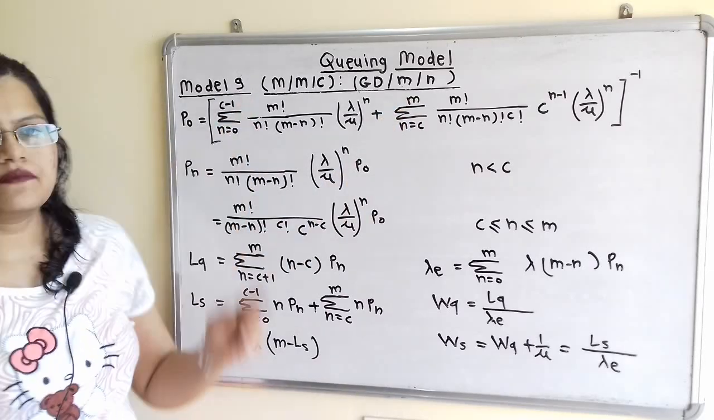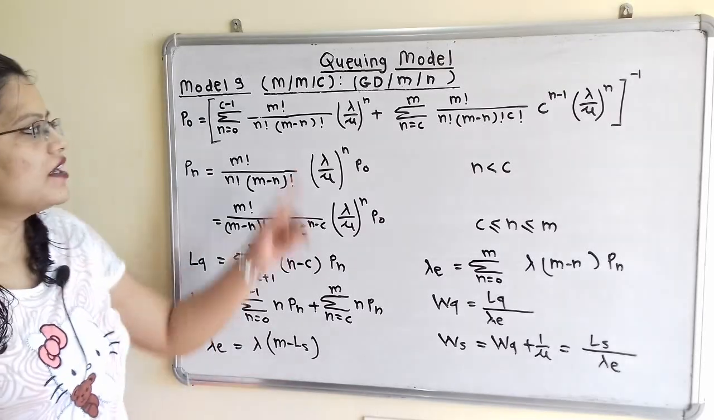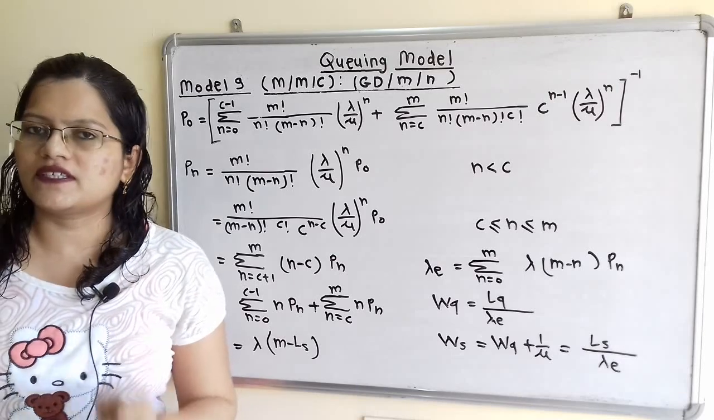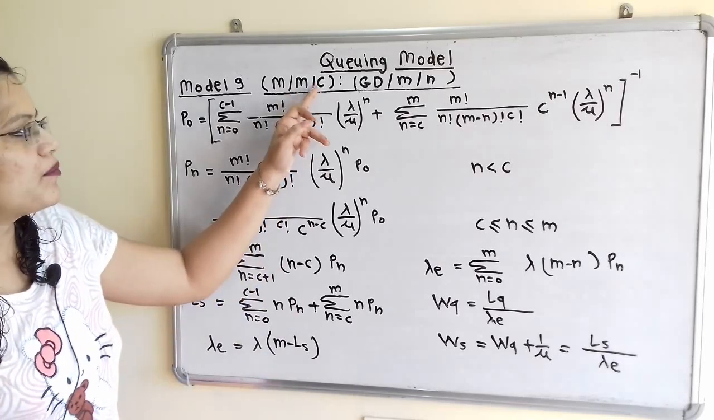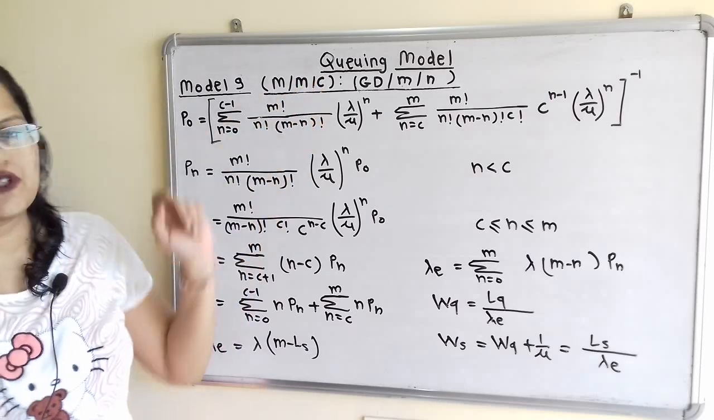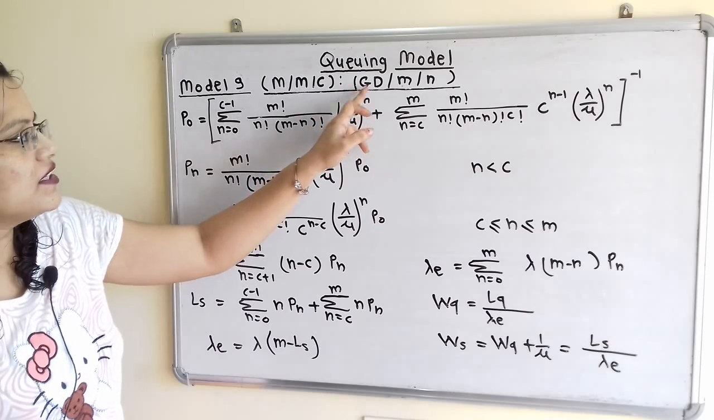First symbol is M, that is Poisson or exponential arrival distribution. Second symbol is M, that is Poisson or exponential service time distribution. Number of servers provided, that is the multiple server, because here symbol C is there and C should always be greater than 1. Then GD.